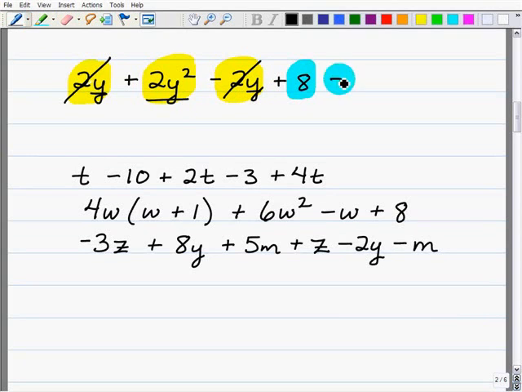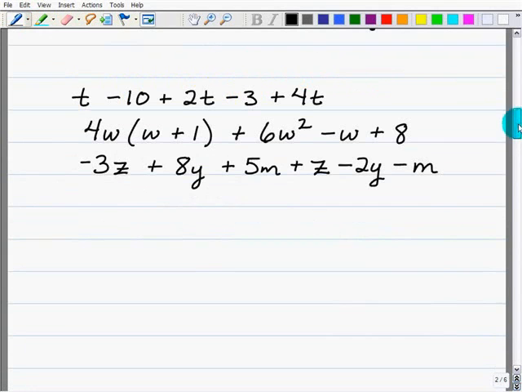Okay, so we can just write the simplified expression 2y squared plus 8, and we're done. All right, moving on.